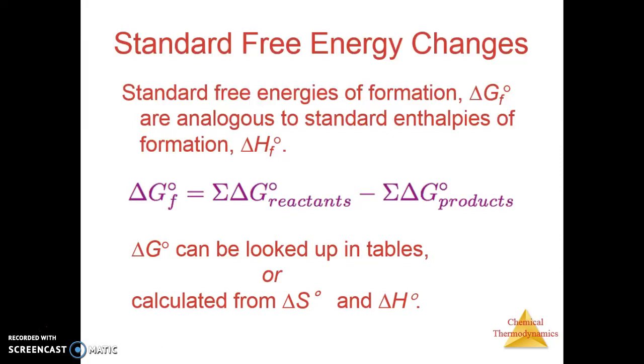Because the same equation that you can use to get delta H and delta S, you can also use to get delta G's. If you know all the delta G's of the various components, you can get the delta G of formation. We can look it up in tables, or we can calculate them from the standards if you know what delta S and delta H are. So you can use the delta G equals delta H minus T delta S equation, or simply by knowing what all the delta G's of the components are. Two ways to do it.